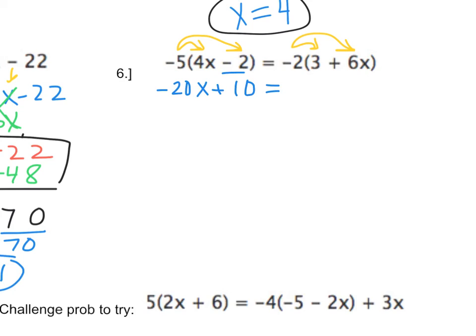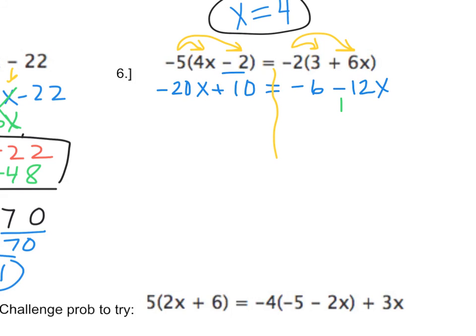Okay, now let's get rid of the parentheses on the other side. -2 times 3 is -6. -2 times 6 is -12x. Okay, so step 1, use the distributive property. Step 2, let's get our variables together. Let's get our letters to the left.